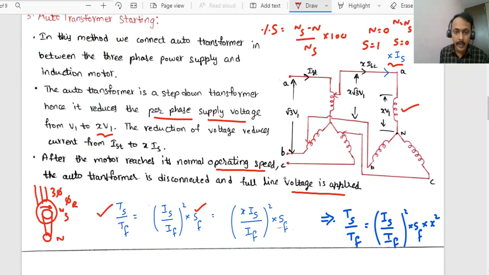So here, as we are applying only some small fraction of voltage, some x percentage of V1, the current also will be some x percentage of Is.